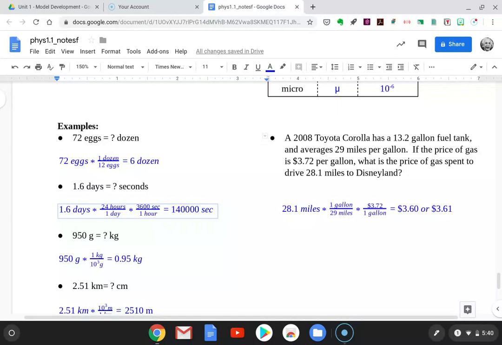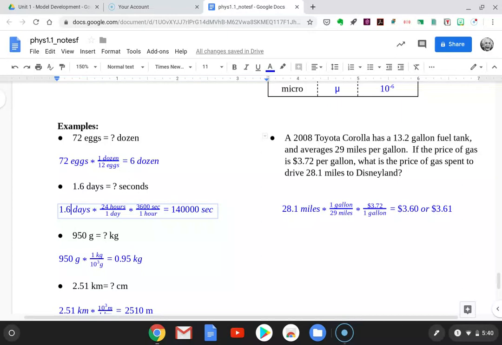So I know I'm starting with, I have to drive 28.1 miles. And then I can use my conversion factors, or my equivalent statements that I got from the problem. I know that 29 miles is equal to 1 gallon. That would get rid of my miles and give me gallons. And then I know that 1 gallon is $3.72. So again, that would get rid of my gallons and leave me with dollars.